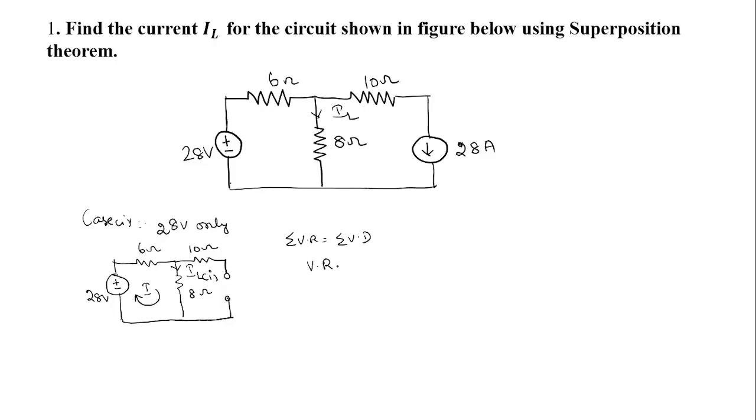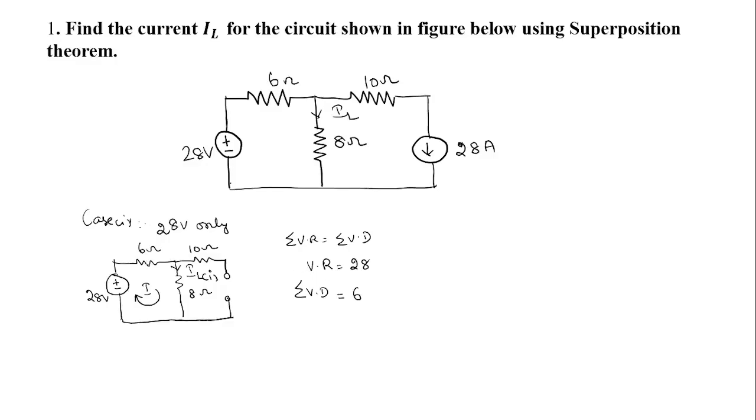Then it is written as a voltage rise. Here the 28 volt source is the voltage rise. And then we have to find out the voltage drop across the 6 ohms resistor and the 8 ohms resistor. Then we have to add both these things. So the sum of the voltage drops is equal to the voltage drop across the 6 ohms resistor by applying Ohm's law.